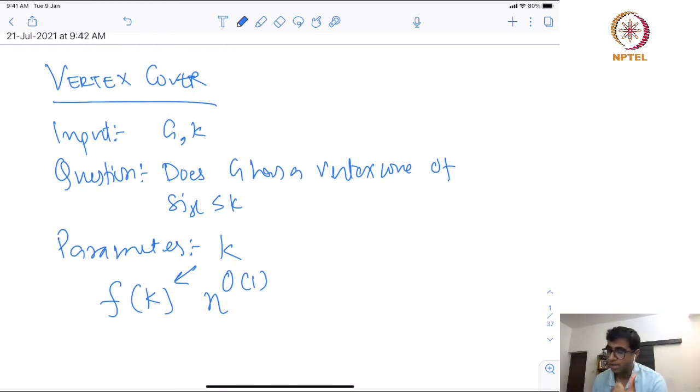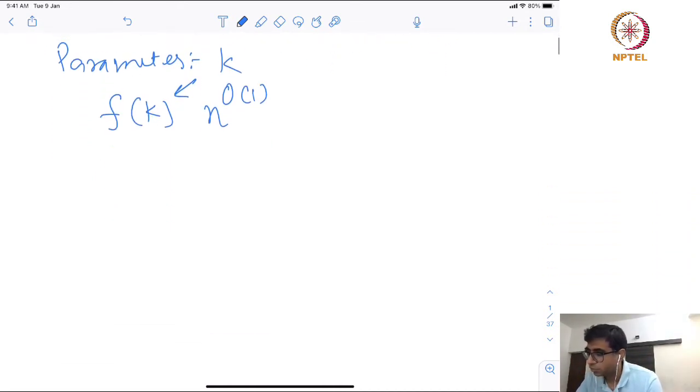So your problem will have three pieces of information: an input, a question, and the parameter. And the parameter should tell you that you need to design an algorithm such that the running time is like f of k times polynomial in the input size, and this f of k could be any function which depends on k only.